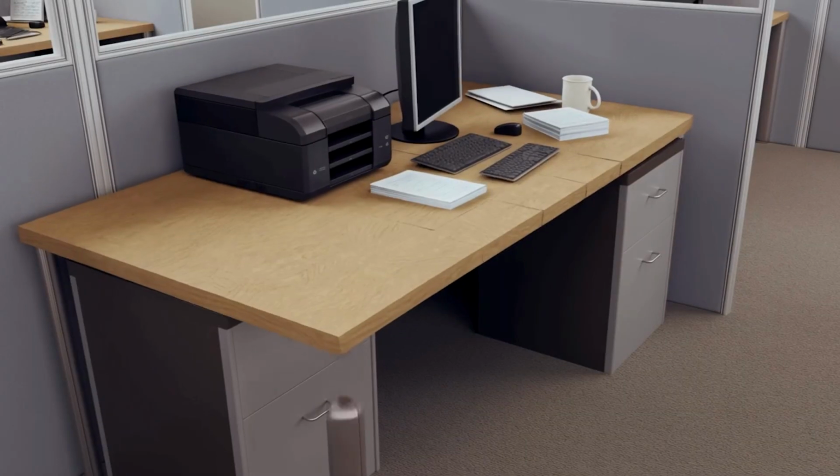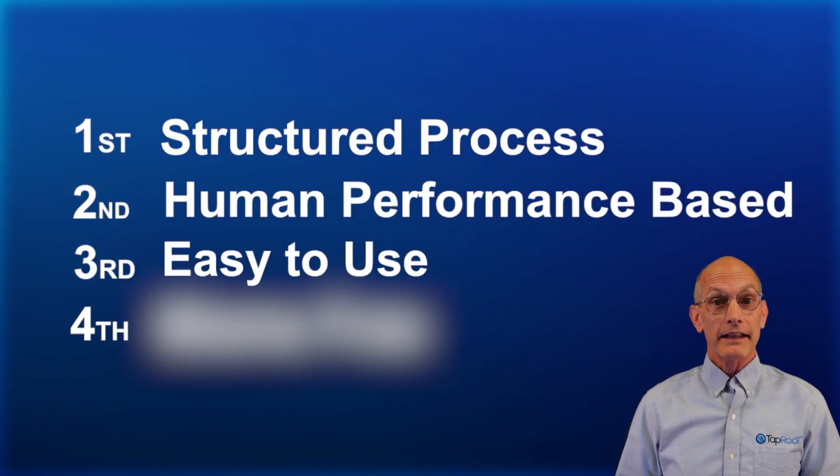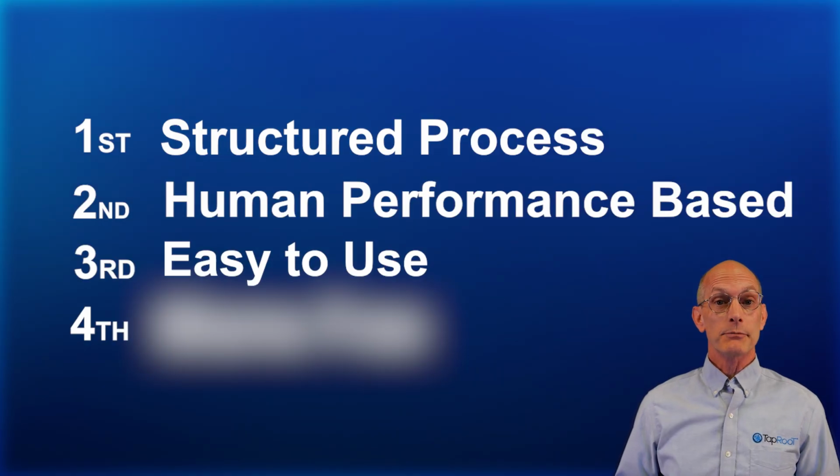It's just like any other system, any other thing that you might use at your company. You can buy really cheap stuff, but you're probably going to end up with cheap results. So you want to make sure that you have a robust yet easy to use system to take care of your root cause analysis. And again, your leadership team needs to understand that the structure, the human performance research, and the ease of use are all part of the investigation process.